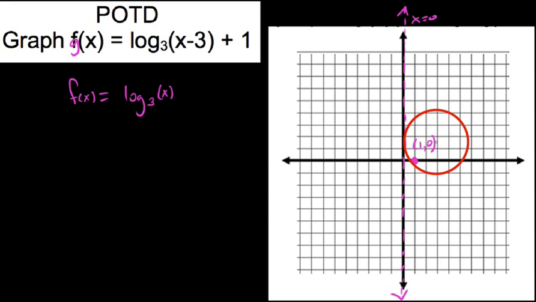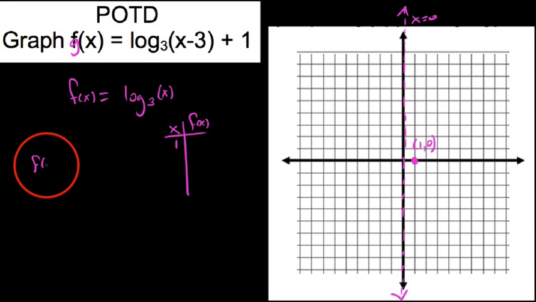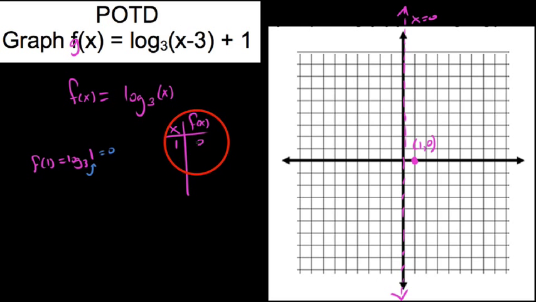Now, I think it's not a bad idea to at least plot a couple of points on this table here. If we were to plug in 1 into this function, we would get f of 1, which would be log base 3 of 1. And what we're really asking is, what could I take 3 to the power of to turn it into 1? Well, the only thing I could think of is 0. So we get 1, 0 on this graph.